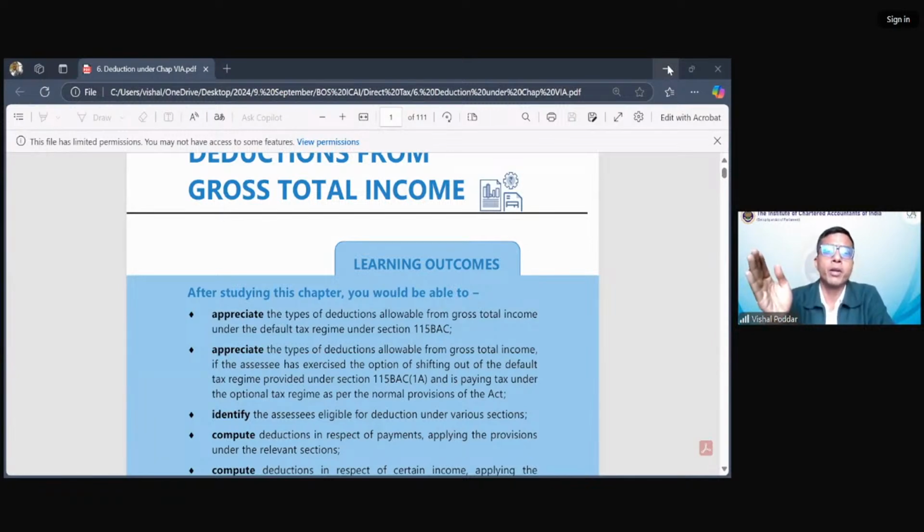And why separate chapter? Because it is neither always in the nature of income, nor in the nature of expense of a particular head. So they wanted to keep it separately. And why separately? So that they can have independent provisions for this particular type of deduction.